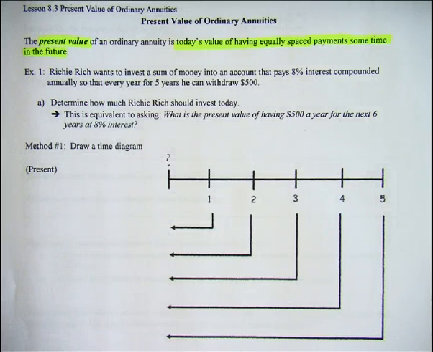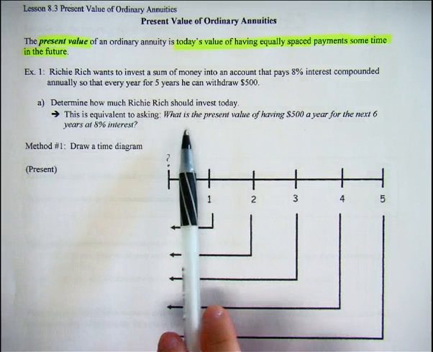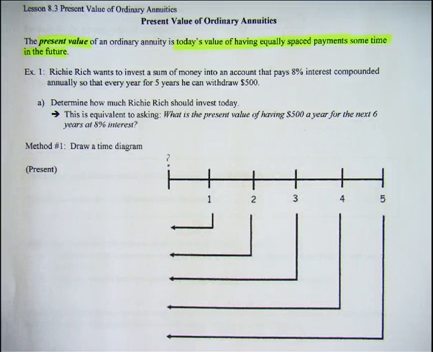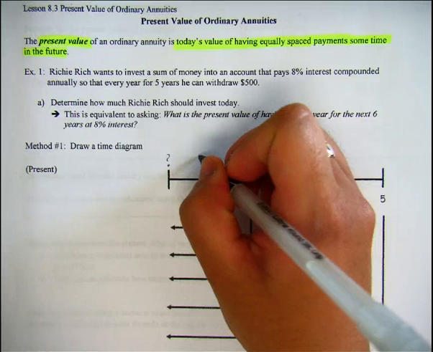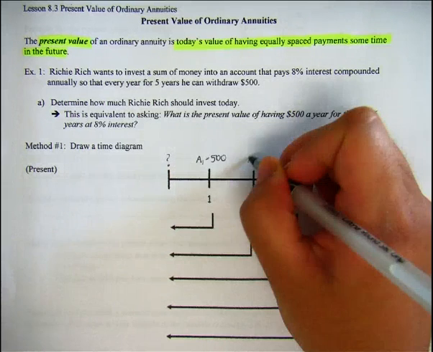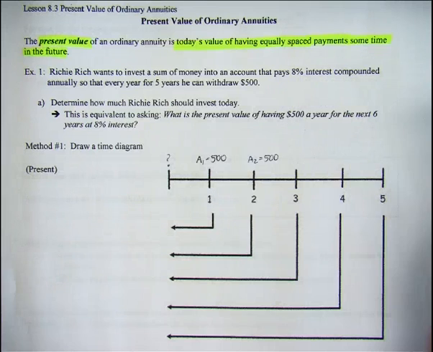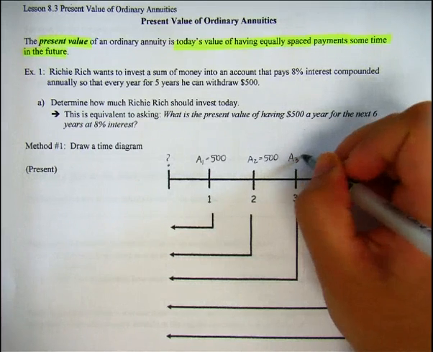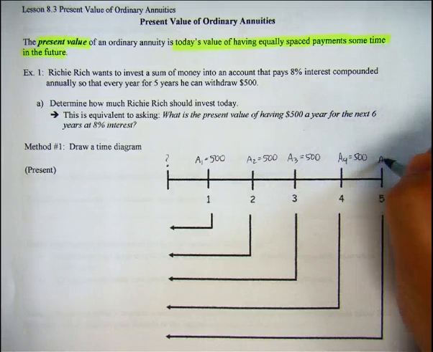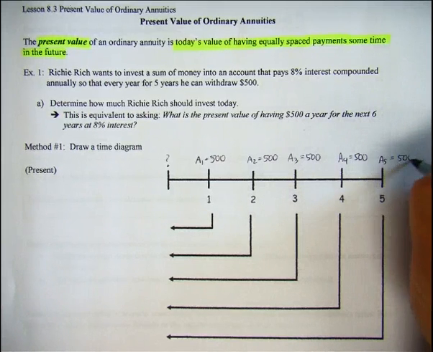So this is the present time. So what is the present value of having $500 a year for the next 5 years at 8% interest? So basically he wants to be able to withdraw $500 after year 1. And then also another $500 at the end of year 2, at the end of year 3, at the end of year 4, and at the end of year 5.